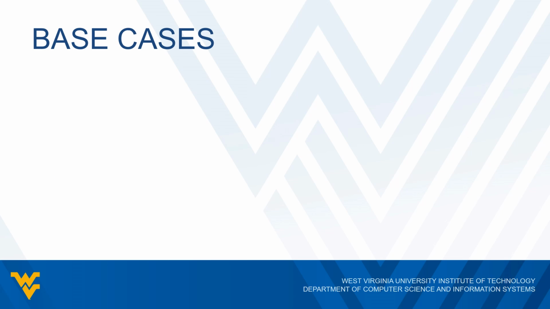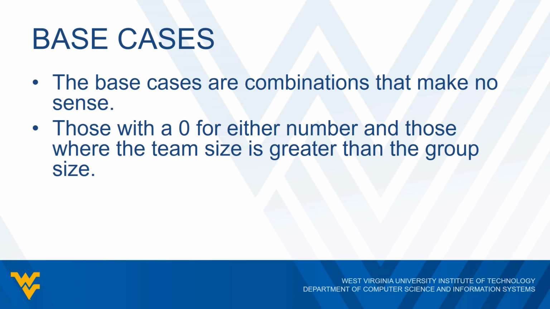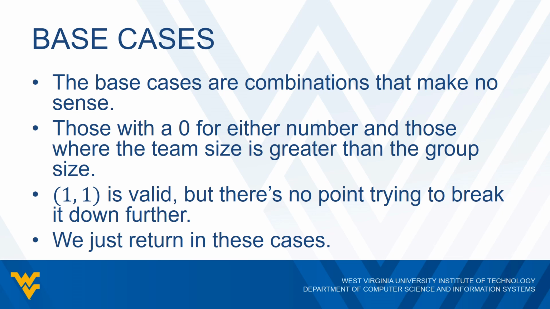So what would be the base cases here? Well, these would be the combinations that make no sense. So that would be like if we get a 0 for either number, so if N ends up being 0 or K ends up being 0, because it's kind of hard to pick 0 people from a group of 5 or pick 3 people from a group of 0. And also there's cases where the team size is greater than the group size. So we can't pick 3 people from a group of 2. That just doesn't work. Now something like (1, 1) is valid. Picking one person from a group of 1, you just pick that one person, but there's no point in trying to break it down any further. So in these particular cases, we would just return.